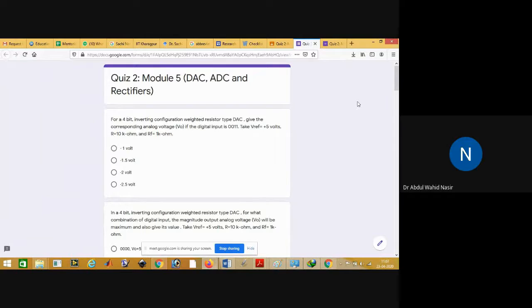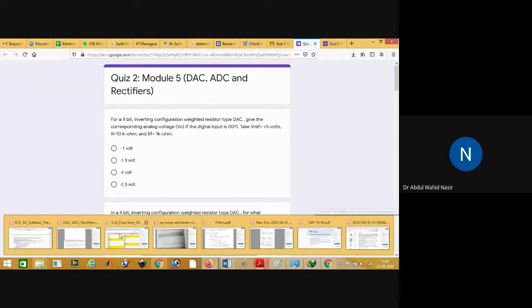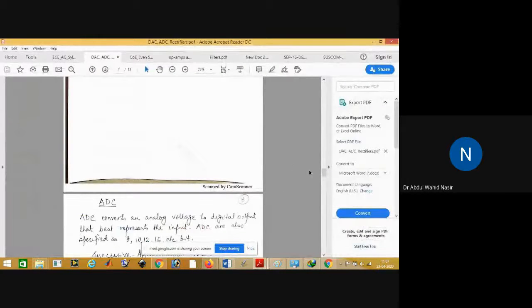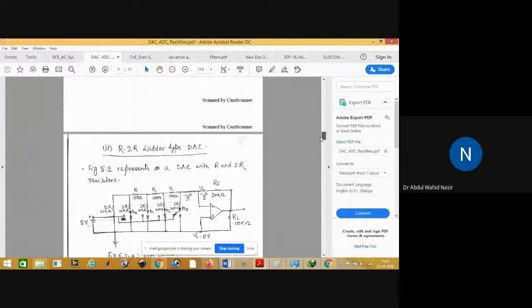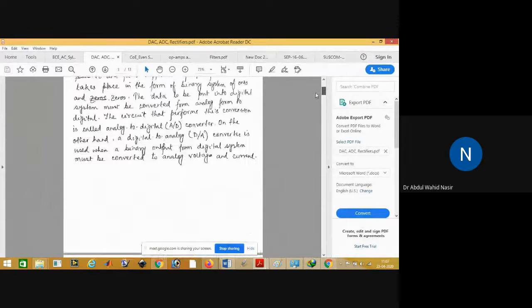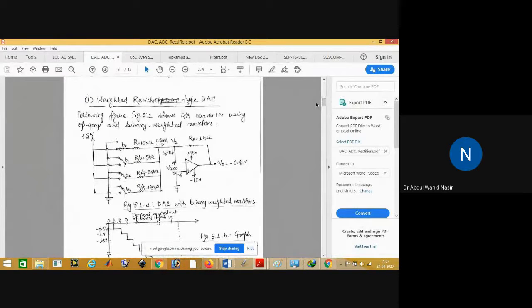If the digital input is 0011, the reference voltage is plus 5 volt, R is 10 kilo ohm and RF is 1 kilo ohm, in that case, what will be the V naught? So we will refer to the notes for the weighted resistor type. So this is the weighted resistor type DAC. Clear? Already I have discussed this type of DAC in the previous class.